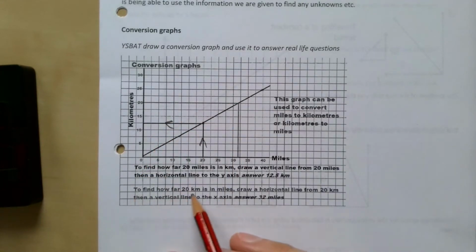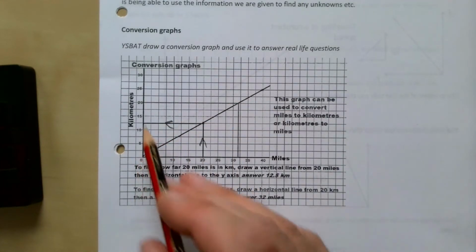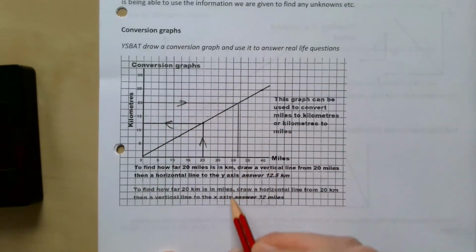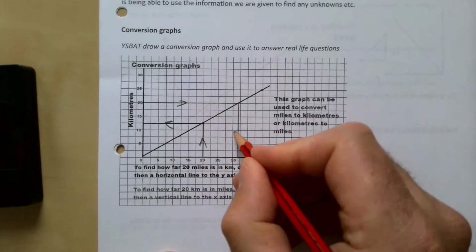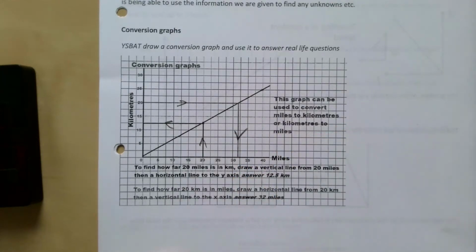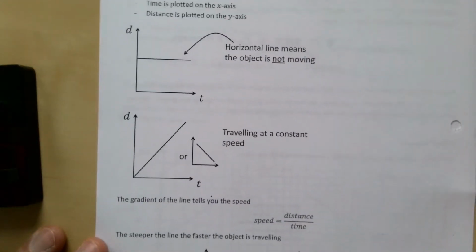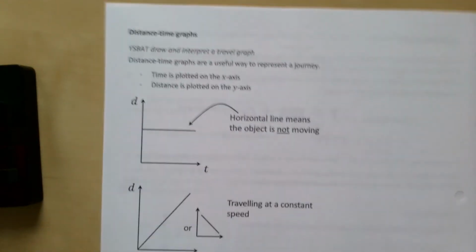To find how far 20 kilometers is in miles, now we're going the other way. You go to the kilometer one first and go across, read off and go down, and we reckon then that's going to be about 32 miles. So just reading off information. Again, you might be asked to come up with this graph as well, given some information. Depends on the question.